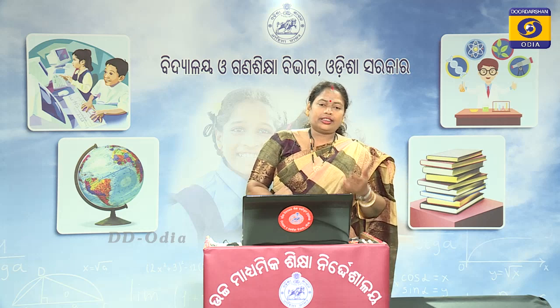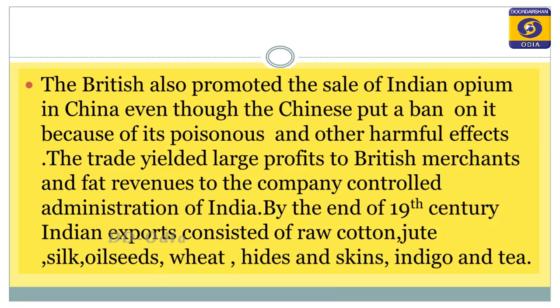So, the British promoted the sale of Indian opium. Although China had banned opium due to its harmful effects, the Britishers were getting benefited by trading the opium in China.